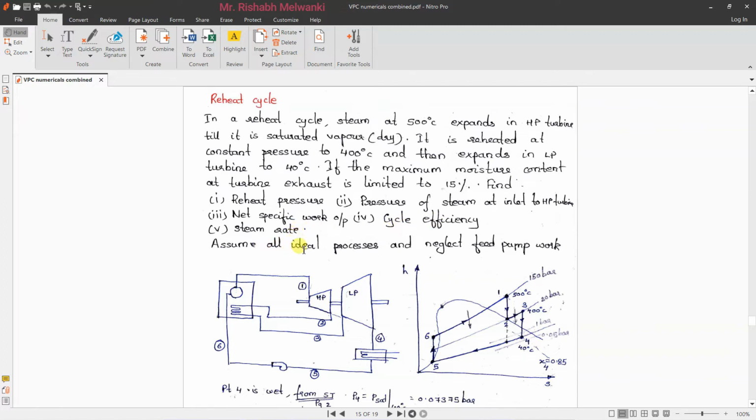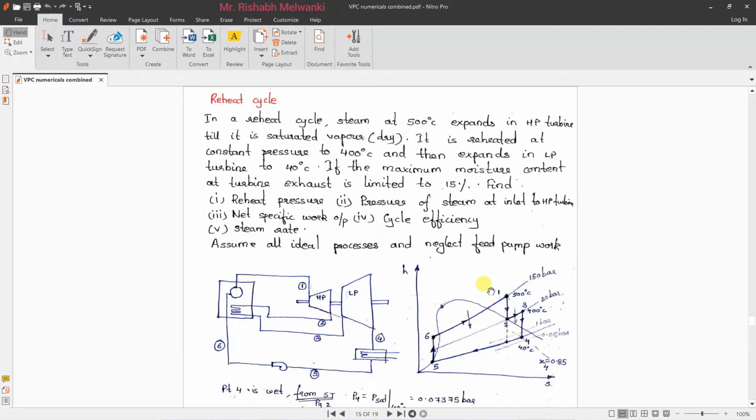We have to assume all the processes are ideal, meaning here we don't have to consider the efficiency of the turbine, here also we don't have to consider the efficiency of the turbine, and here we don't have to consider the efficiency of the pump. In the cycle all the processes are ideal, and we have to neglect feed pump work, means we have to neglect this work during the process 5 to 6.